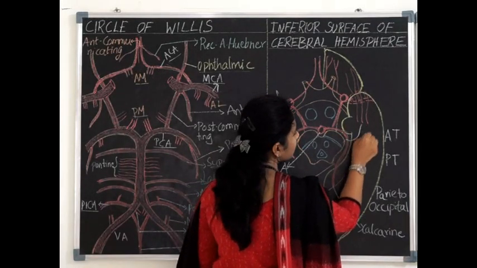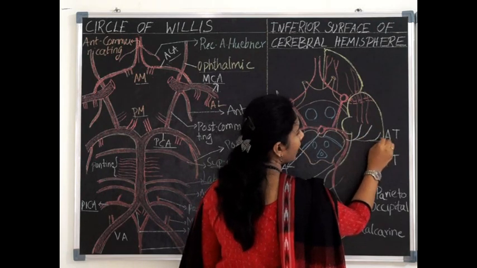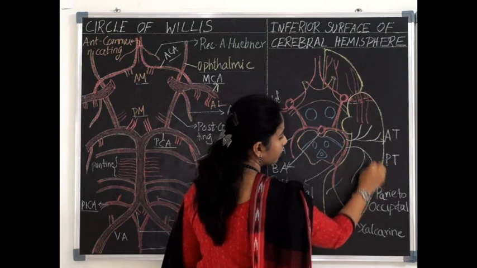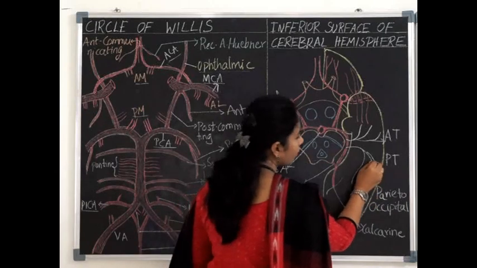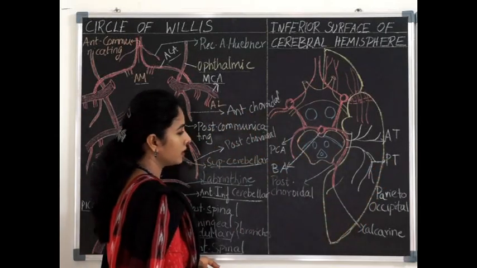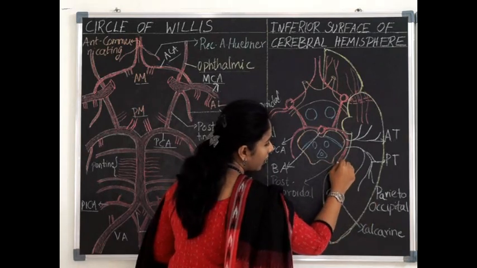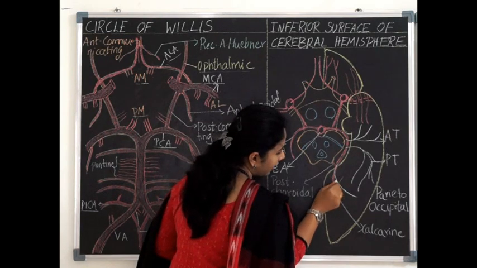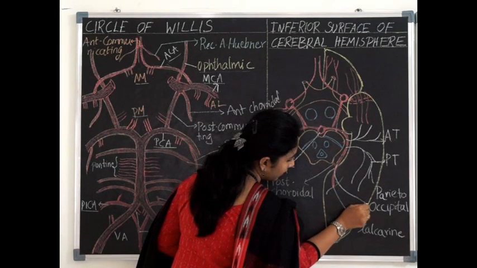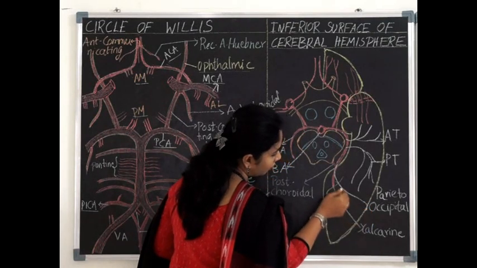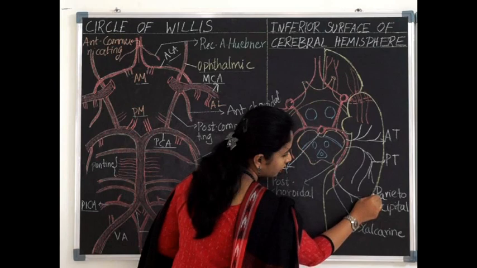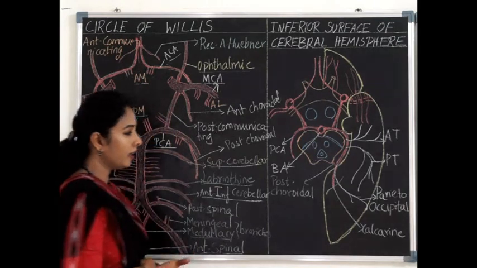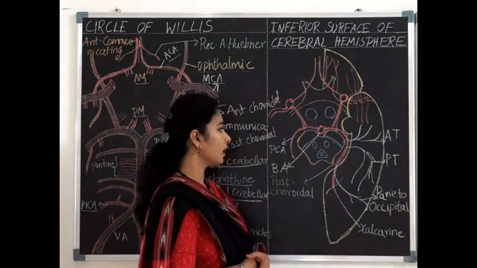Temporal branches which run towards the anterior side are called anterior temporal branches. The branches which run towards the posterior side, that is towards the occipital pole of the brain, are called posterior temporal branches. And the parieto-occipital artery arises here along with the calcarine, runs in the parieto-occipital sulcus and reaches partly to the superolateral surface of brain. Finally the terminal continuation is the calcarine artery which runs in the calcarine sulcus.